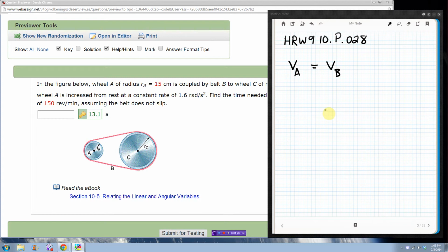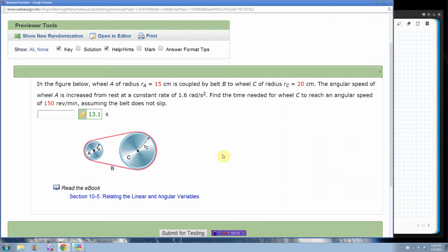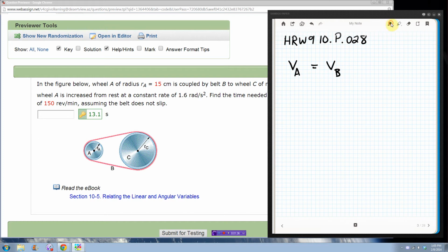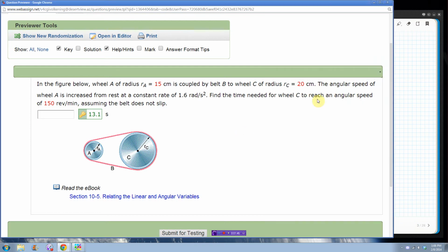So what I'm going to do is figure out how fast the edge of wheel C is spinning when we reach this angular speed of 150 revolutions per minute. Let's find out what the linear speed would be right then. I know that linear speed is angular speed times the radius. They give me the radius. They also give me angular speed, but it's in revolutions per minute. That's no good. I need that in radians per second.